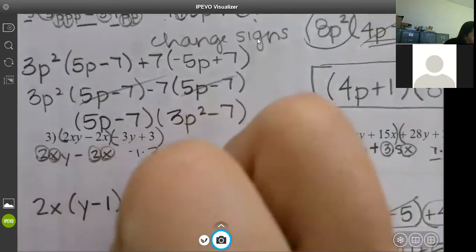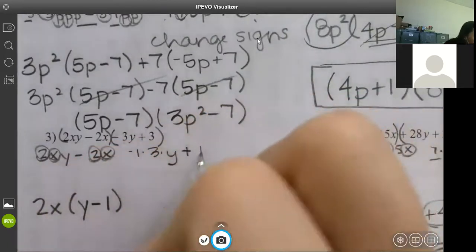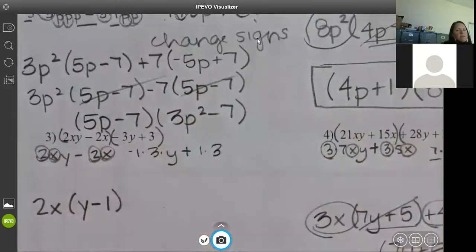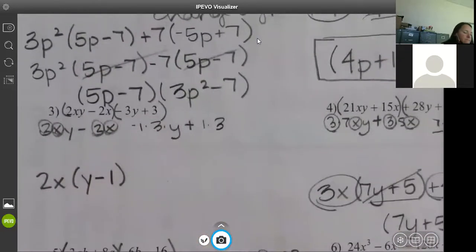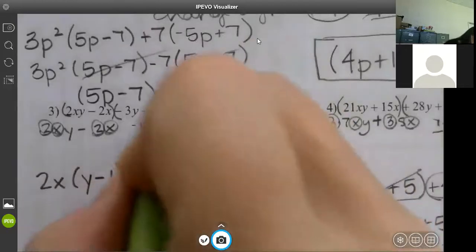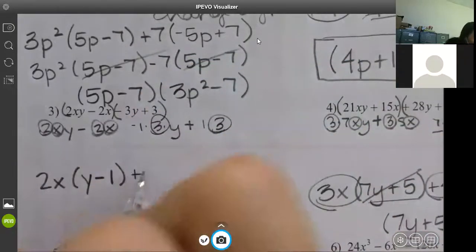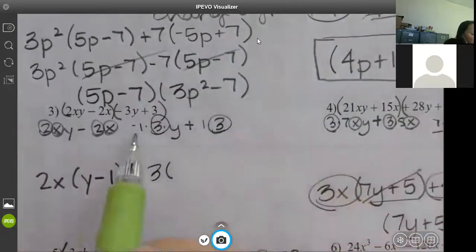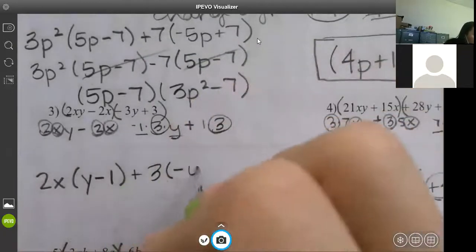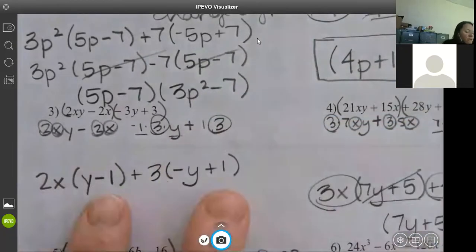Negative 1, 3, and y. We have a plus. 3 is 1 and 3. What's in common? A 3. But that leaves me with negative 1 times y, which is negative y, and a positive 1. If you look, the signs are backwards. How do we fix it?